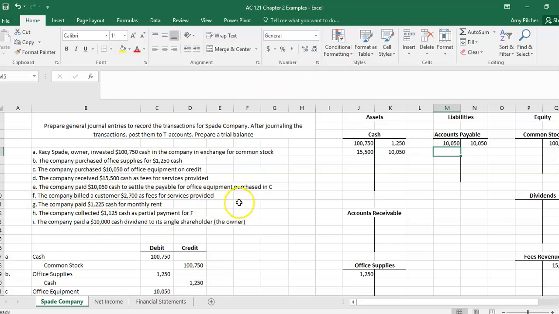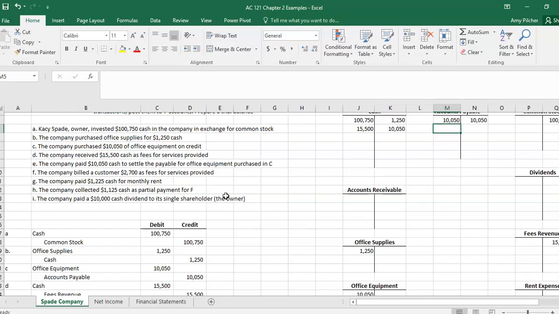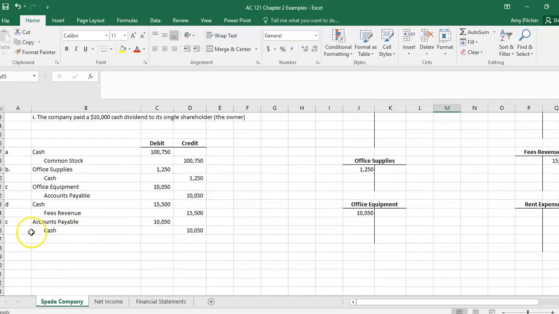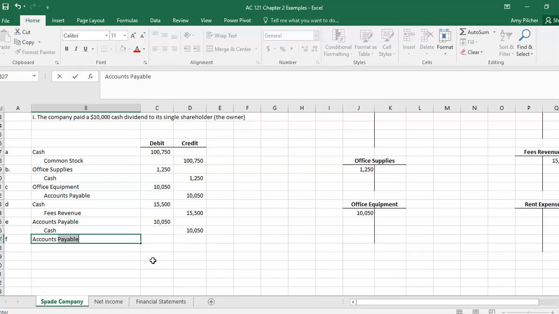Transaction F. The company billed a customer $2,700 as fees for services provided. This time we provided services but didn't get paid for them. Now we have an accounts receivable. We increase accounts receivable on the debit side. Accounts receivable, $2,700, and we record revenue of $2,700.